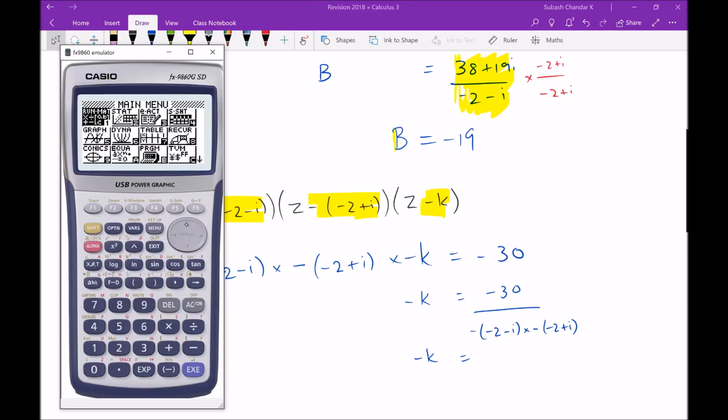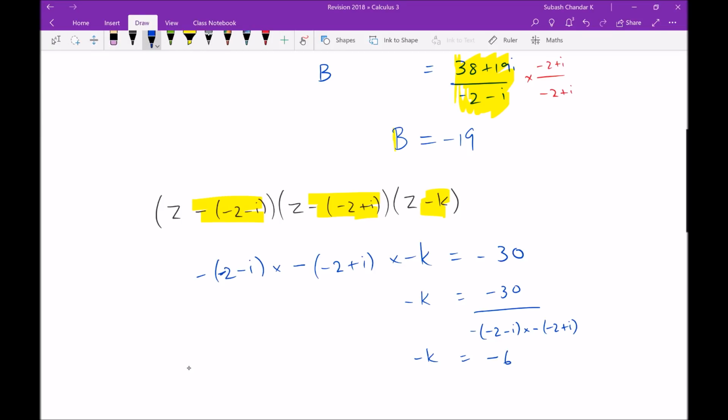So go back to my original menu, and I'm going to go negative 30 divided by, what have I got? Negative 2 minus i multiplied by negative 2 plus i, double brackets, and I got negative k equals negative 6. Therefore, k is equal to 6. Okay? Use the graphics calculator to check that all the answers that you're getting are correct.